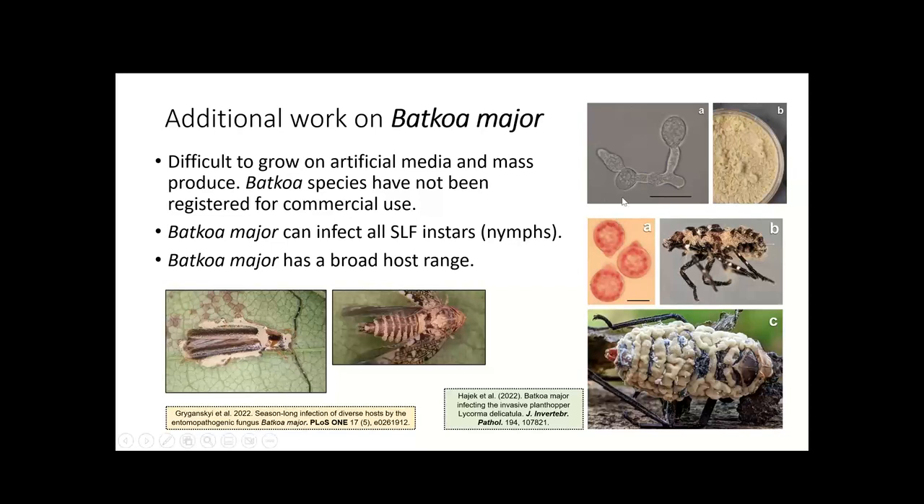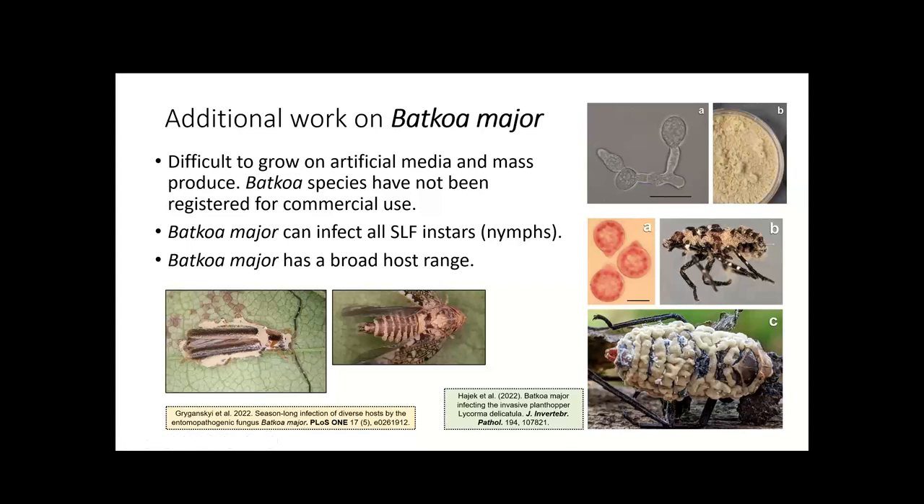But here's a picture on the top right. These are hyphal bodies in liquid culture. This sort of sinuous, brain-like or wet noodle-like growth, that is the Batkoa growing on this egg yolk plate. And that is not actually very easy to do.